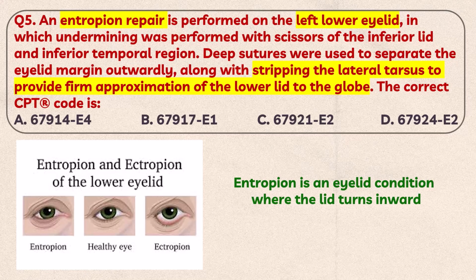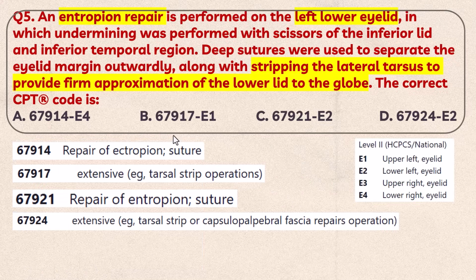So when you look at the answer, all answers are adjacent codes available. So let's use the elimination method. Once you go for the code 67,914, it says repair of ectropion suture, but in our case that is entropion.